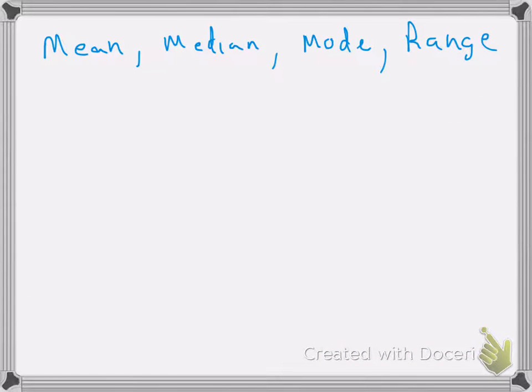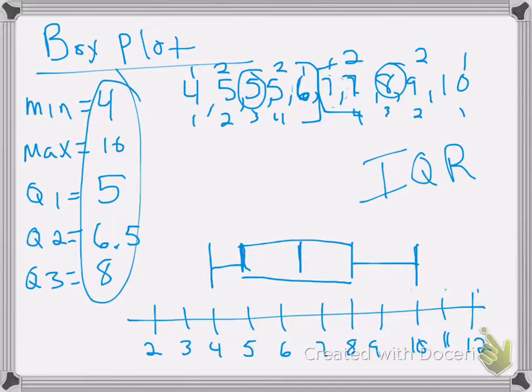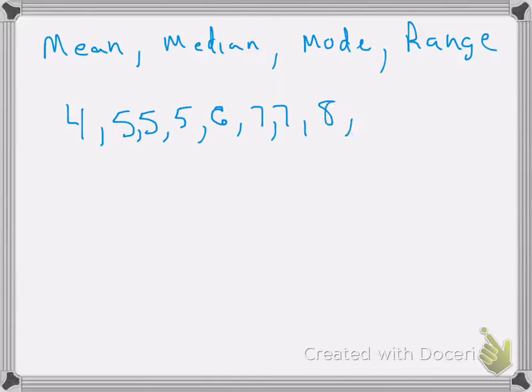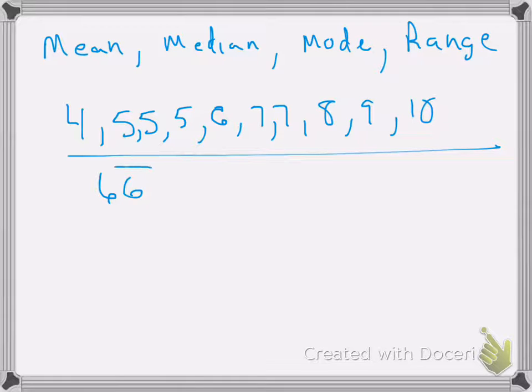All right, you've got mean, median, mode, and range. There was a 4, 3 5s, a 6, 2 7s, an 8, a 9, and a 10. First, you need to find the mean by adding up all your numbers. In this case, I add them all up and I get 66. Okay? I stopped the video and added it up. Okay? All right, and I had 10 numbers, so I have to divide 66 by 10.